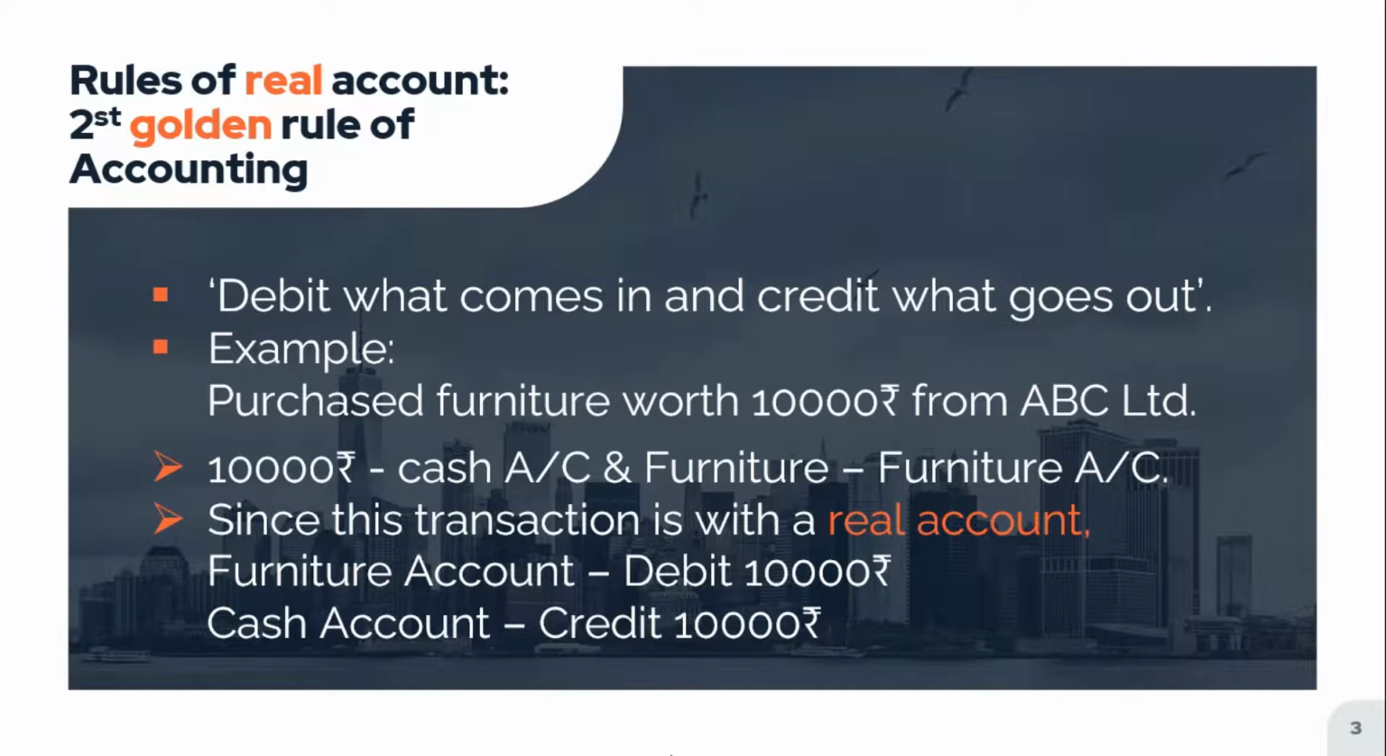And if assets have gone out, that is you had sold some assets, in that case you will credit your furniture account and debit your cash account. So whenever something comes in, you will debit that account, and whenever something goes out, you will credit that account.